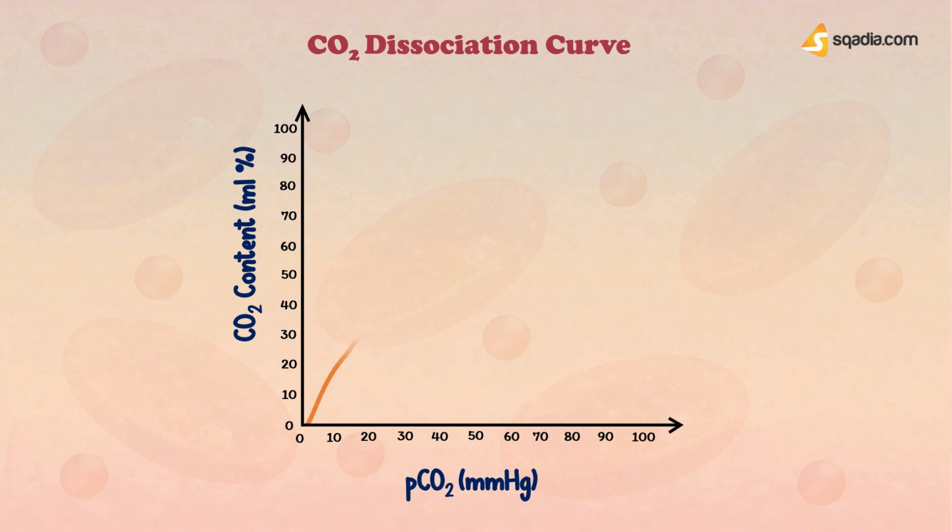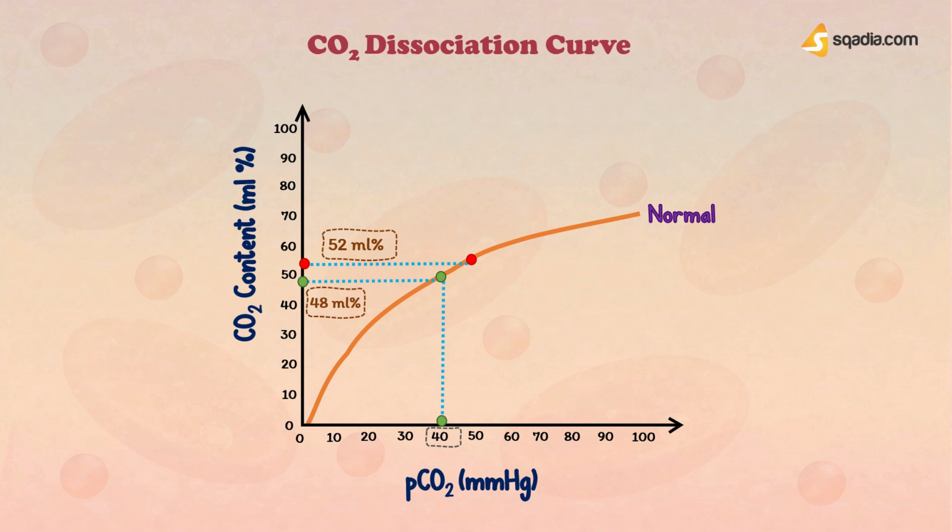Now, this is how a normal carbon dioxide dissociation curve looks. You can see from here that the carbon dioxide content in the blood is 48 milliliters percent when the partial pressure of carbon dioxide is 40 millimeters of mercury, and it is 52 milliliters percent when the partial pressure of carbon dioxide is 48 millimeters of mercury. Whereas carbon dioxide content becomes 70 milliliters percent when the partial pressure is about 100 millimeters of mercury.